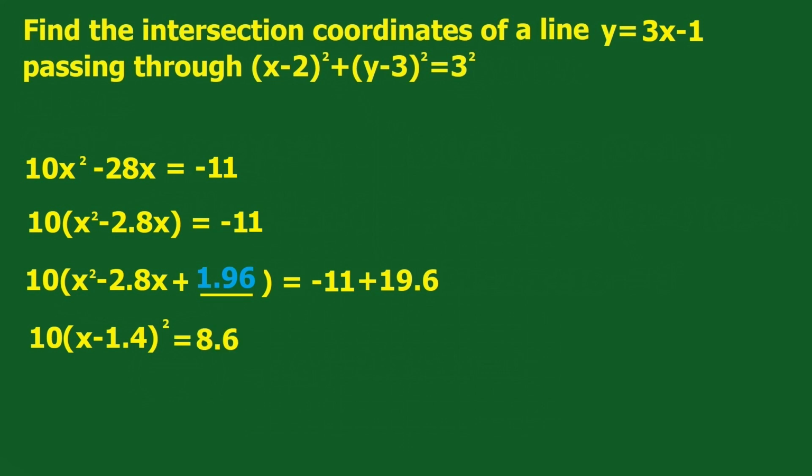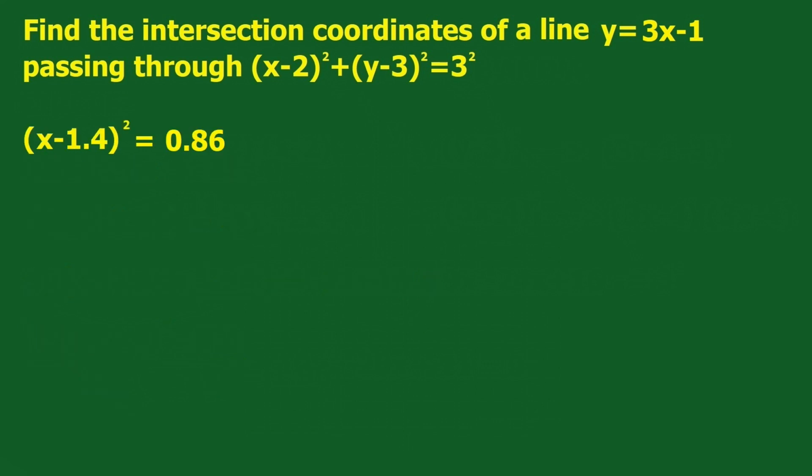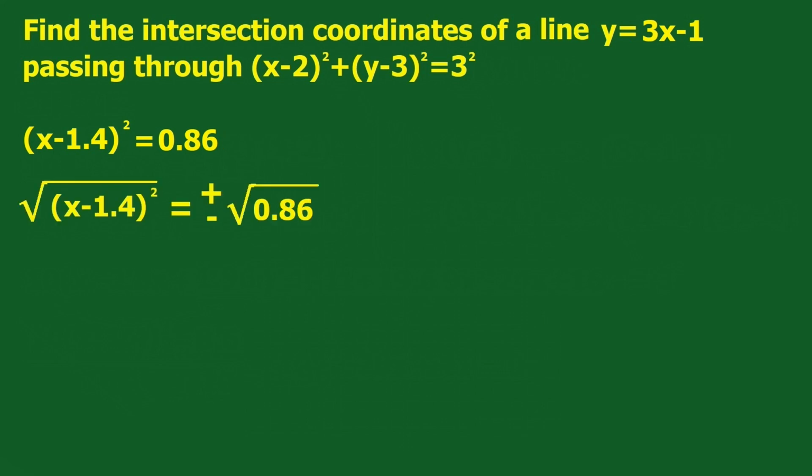In this line, we need to remove 10, by dividing both sides by 10. What remains is as shown. We still need to remove the power 2. To remove the power, we use the radical sign on both sides. Take note that the right side takes a positive and a negative sign as shown. With the power removed, we now have x minus 1.4 equals plus or minus 0.93.